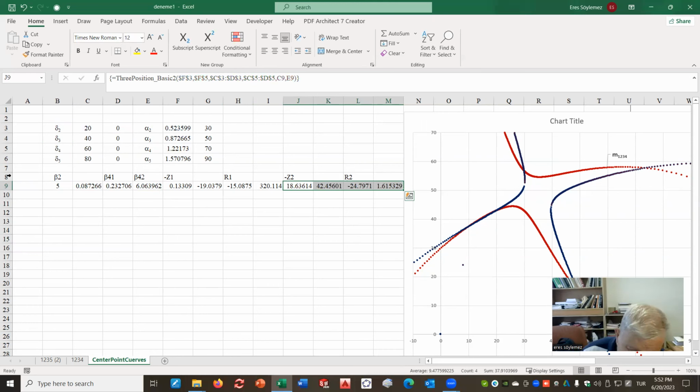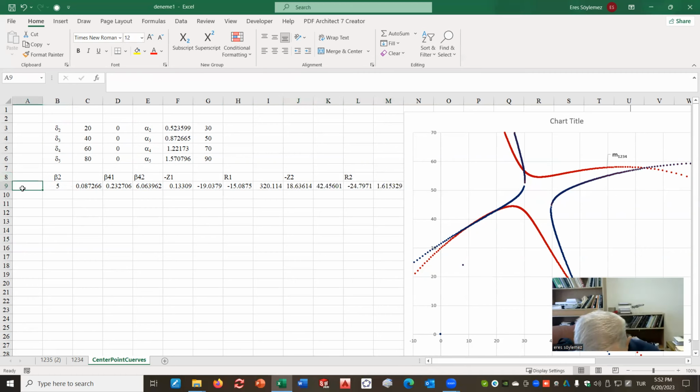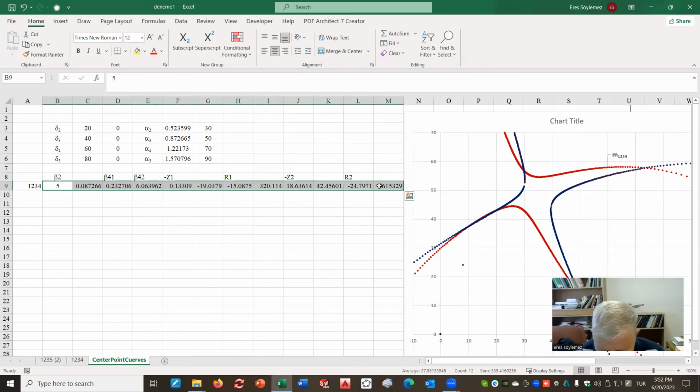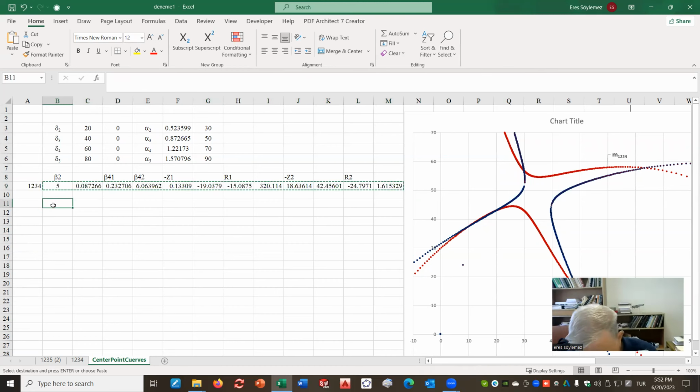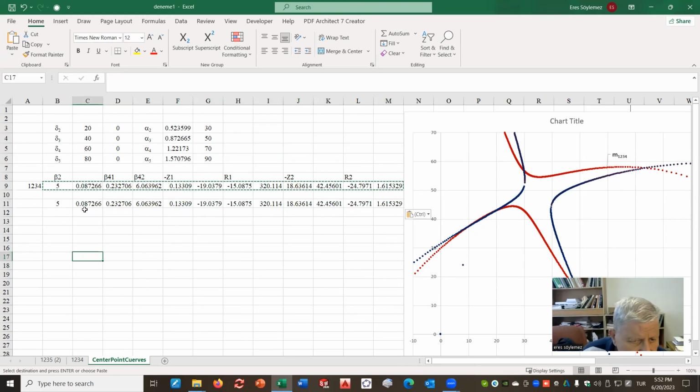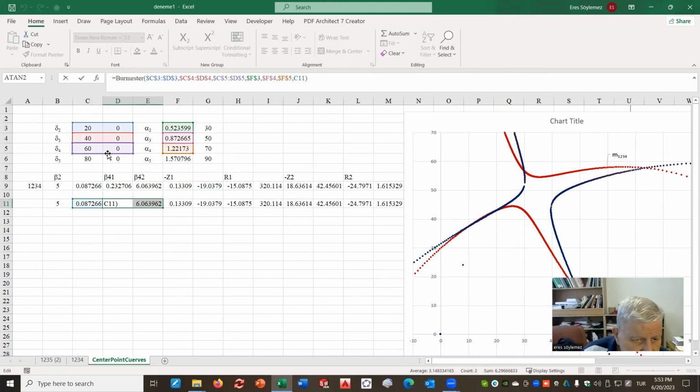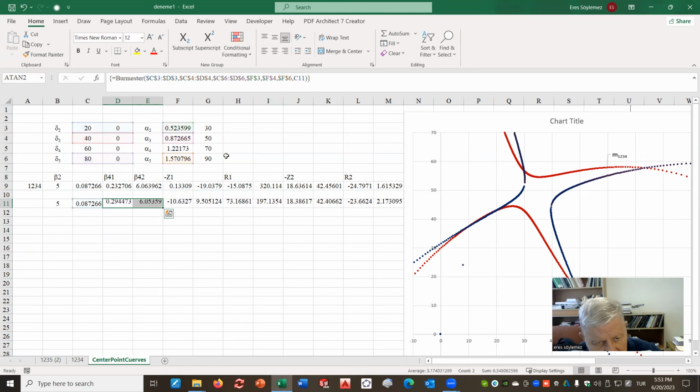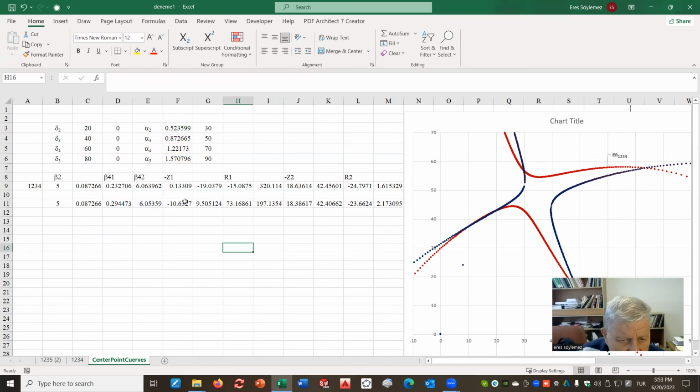This is for positions 1, 2, 3, 4. Now, I'll copy these cells, Control C, go down, Control V. It is the same thing, but this time what I will do is this. Mark these cells. Instead of 4, move it to 5. Control Shift, Enter.